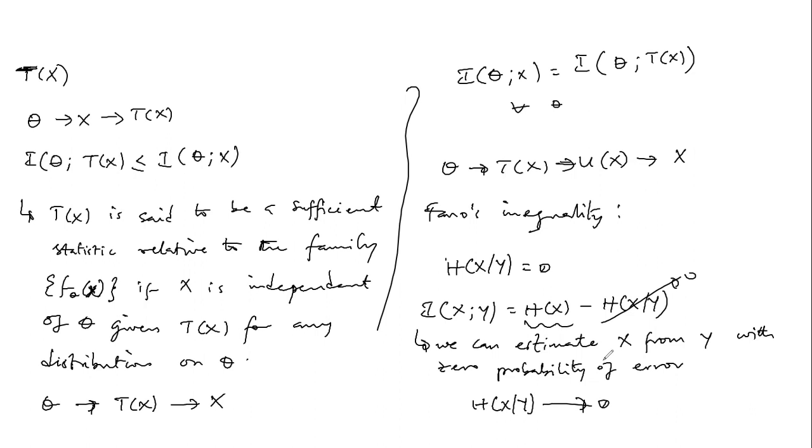So now, let us assume we intend to estimate a random variable X having a probability distribution P of x. If we observe a random variable Y that is related to X by the conditional distribution, that is, there's a conditional distribution here, probability of Y given X.